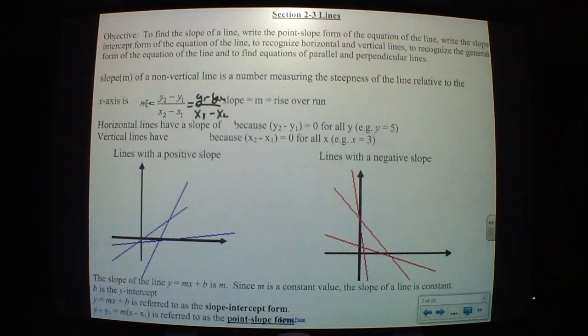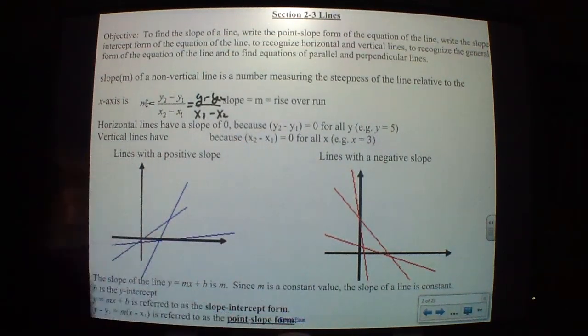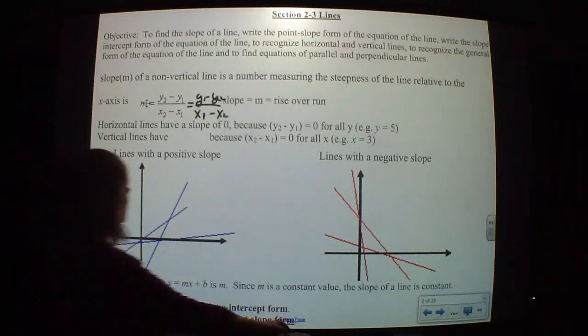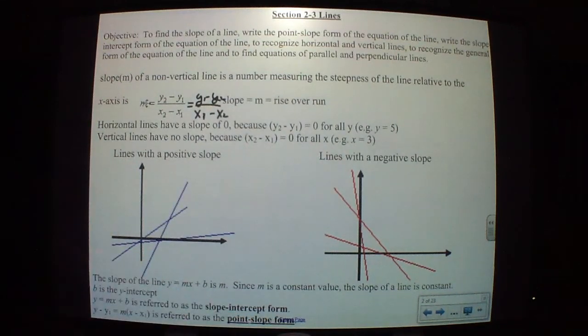Horizontal lines have a slope of 0. Because remember, a horizontal line is y equals some number. So if you take the difference of those two y's, you always get 0. So you'd have 0 in the numerator, 0 over a number, which is 0. Vertical lines have no slope. And that's because your change in x is equal to 0. So you have 0 in the denominator. 0 in the denominator is undefined.